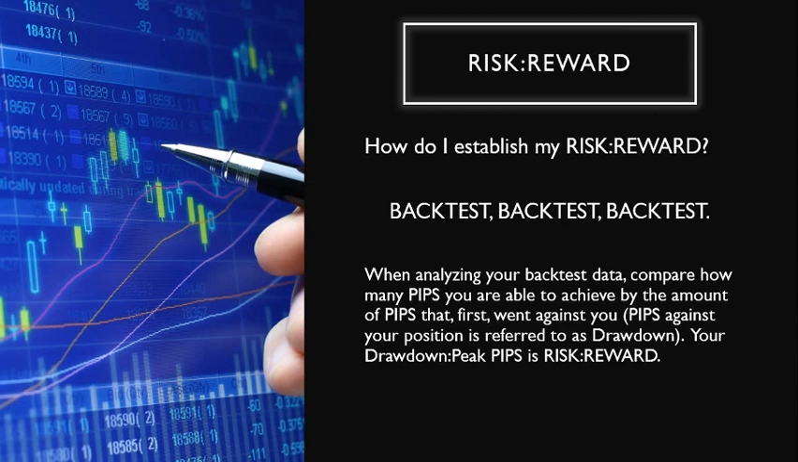So the pips against your position is referred to as drawdown. So your drawdown to peak pips is your risk to reward. Now, all those numbers are going to be different. Sometimes it's going to draw down 0 and then go 100 pips in your favor. Sometimes it's going to draw down 15 and go 3 pips in your favor. All these different numbers, right?